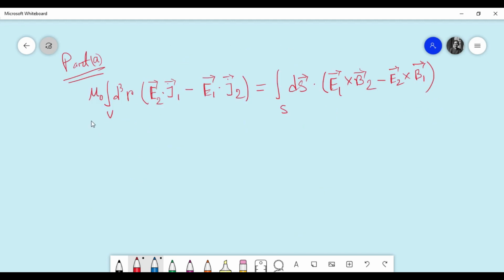Now in part A of the problem, we have to prove this integral relation. Now I need to remind you that you don't need those time harmonic current densities and electromagnetic fields for this relation to hold. It's a quite general result where the surface in the surface integral is the boundary surface of some volume V.